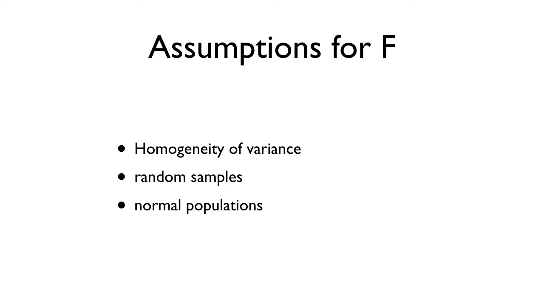Yeah, Sean? Is the violation for homogeneity of variance still 4? Yeah, the rule of thumb is 4 times bigger than another. And that's just a rule of thumb.